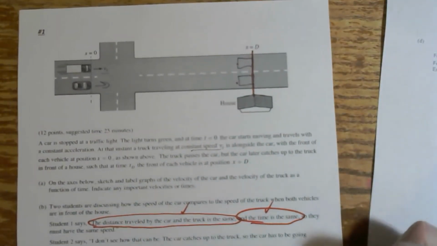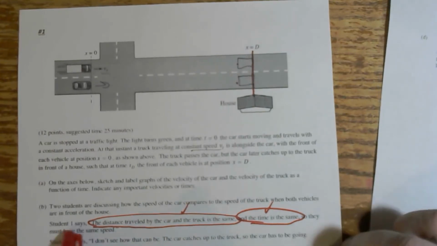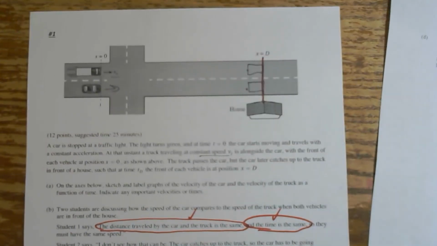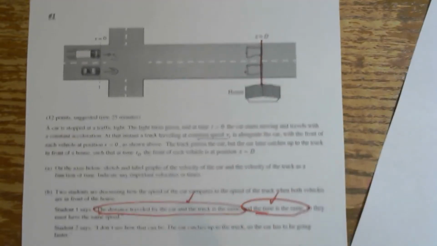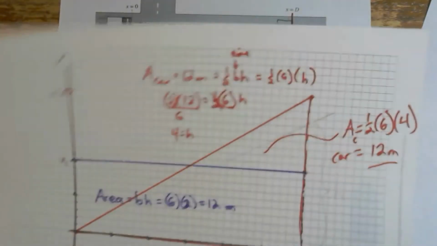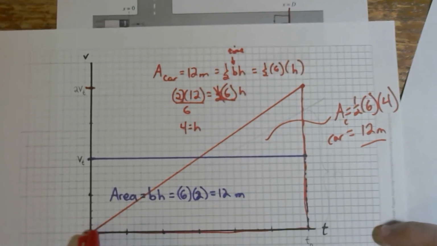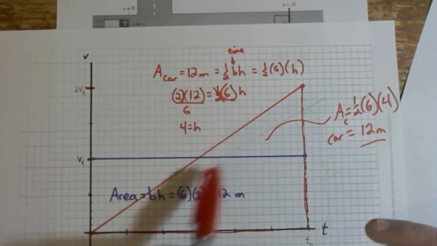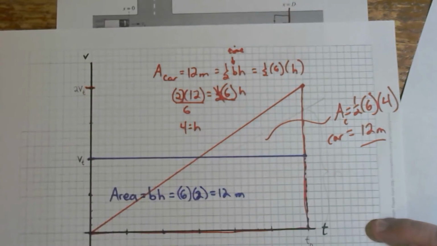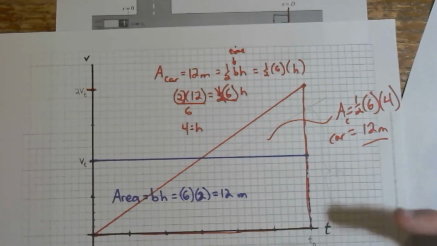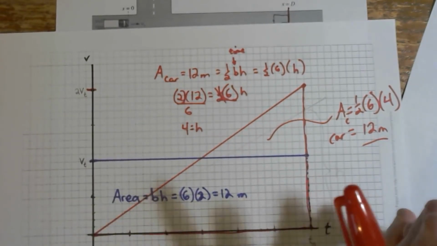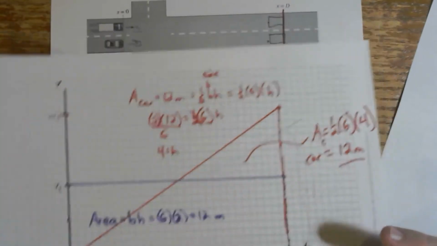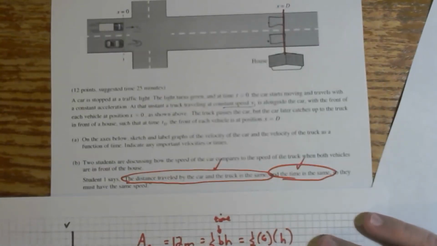An incorrect statement is where it says they must have the same speed. That's incorrect. And the reason why is, just think about it in terms of the graph you just drew. The velocity of the car starts from 0 and ends up at 2 times the velocity of the truck. So just from the graph that you drew, that's enough support to say his statement is incorrect, because they obviously don't have the same speed at the end.